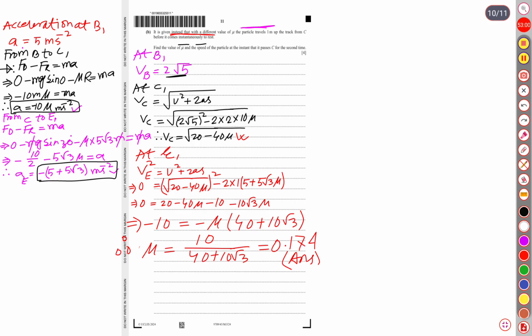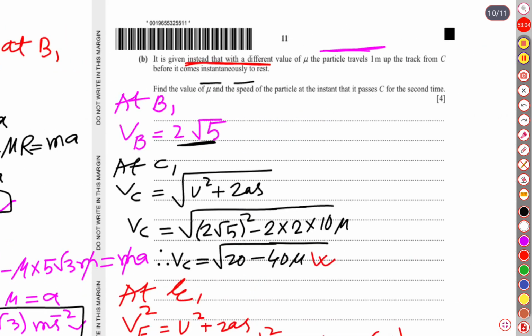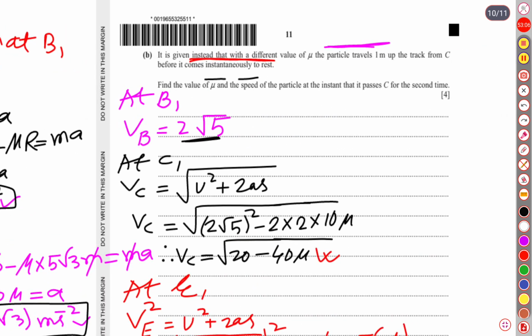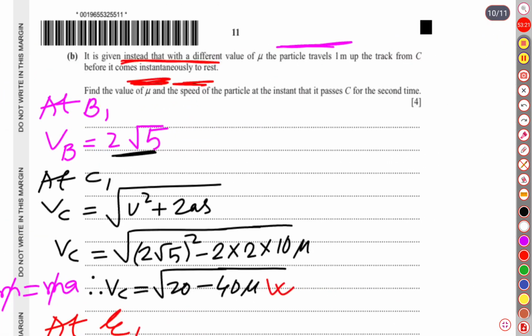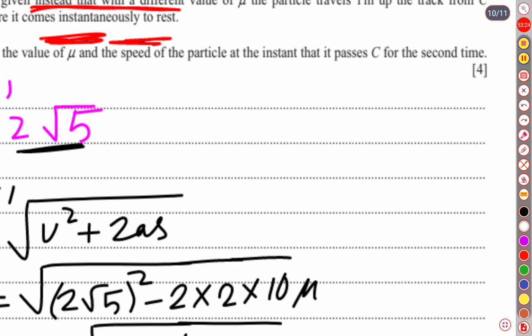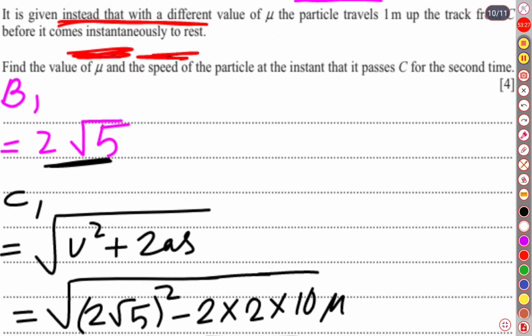Now the second part of the answer. What is the second part of the answer? Let me show you. First part was to find the value of mu. We have got mu as 0.174, and second part, speed is to be obtained. Which speed are they talking about? Speed of the particle. Look, speed of the particle at the instant that it passes C for the second time.